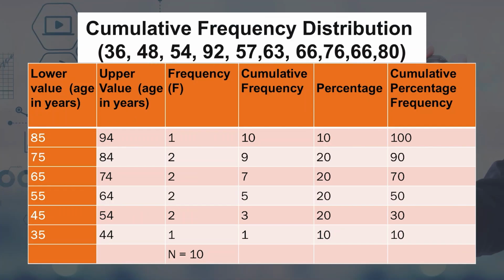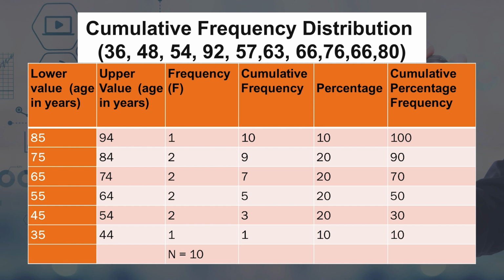Now in the cumulative frequency distribution, this is how we calculate. Say for example, we have this set of scores: 36, 48, 54, 92, 57, 63, 66, 76, 66 and 88. We know that this is the set of scores, and we have to plot the frequency, the percentage, the cumulative frequency, and the cumulative percentage frequency. Since this is the raw data, we are going to have it in groups, the lowest being 36, the highest being 92.